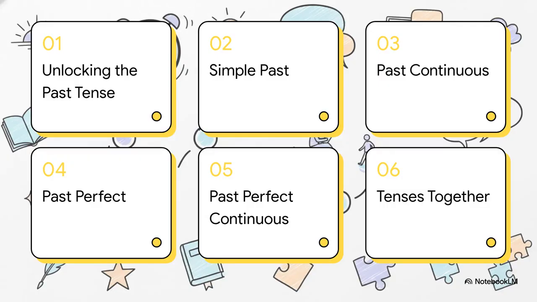We're going to start with a really simple conversation, and then, one by one, we'll build up our storytelling toolbox. We'll grab the simple past, the past continuous, the past perfect, and the past perfect continuous. And then, at the end, we'll see how they all work together to make some real magic.